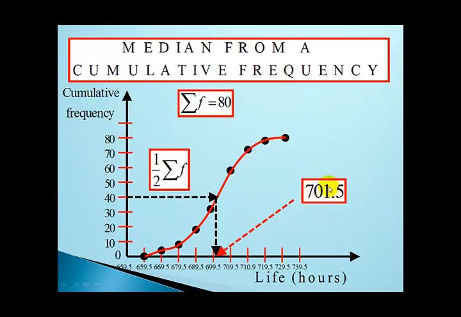I repeat, you only take half of the summation of the cumulative frequency. Then you locate it on the y-axis. That's the cumulative frequency axis. You trace it till you touch the curve. Then you trace it vertically downwards, and you read the point as 701.5.